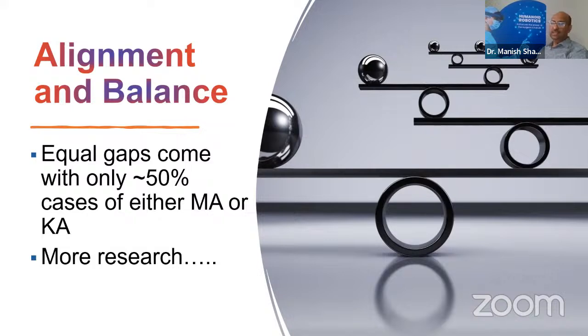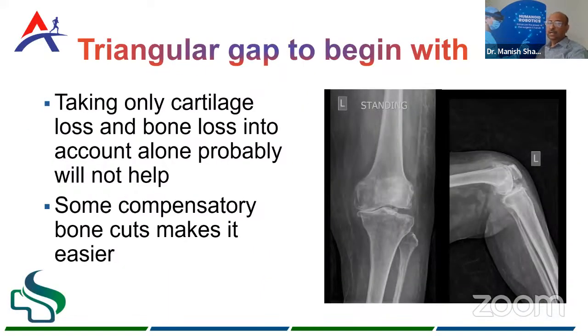The aim has to be that we are remaining in the zone and we are getting adequate balance. It is not just a question of alignment. It is not just a question of balance. It is both alignment and balance. A lot of our patients have triangular gaps to begin with, and some compensatory bone cuts probably make it easier to achieve a rectangular gap and good balance.